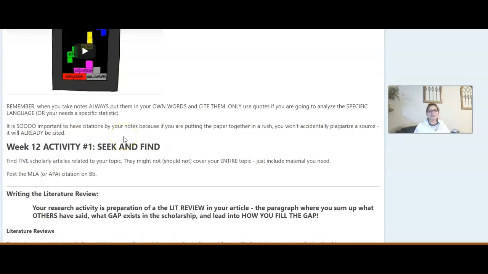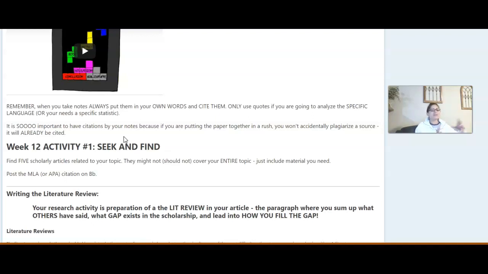And as you're doing this, one thing I want you to keep in mind is that you should always put your notes in your own words. You don't want to have quotations. You want to have summaries and paraphrases. That is, you are repeating their idea, but saying it in your own language. And you must cite those paraphrases, because it's still not your idea.